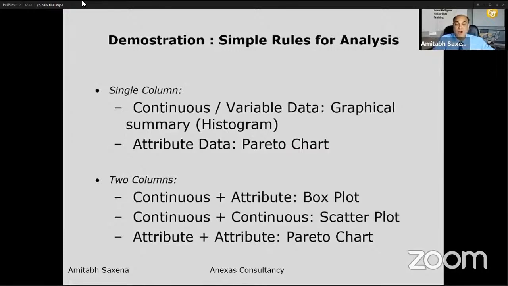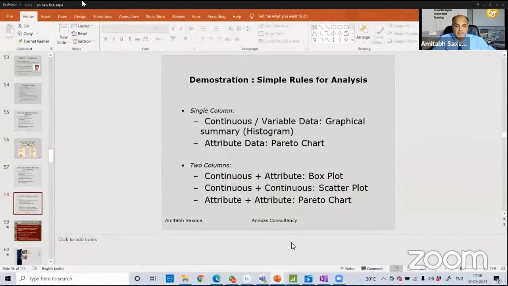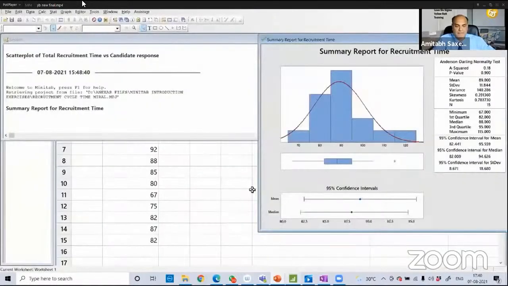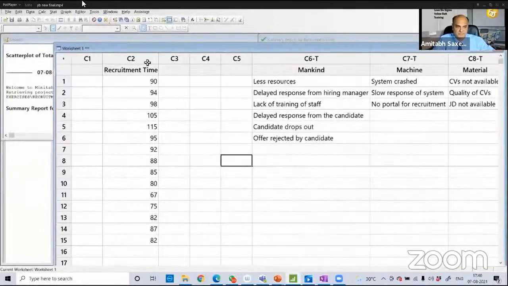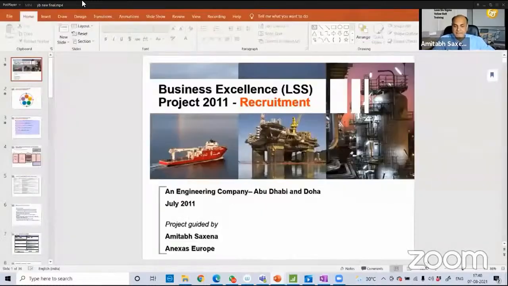Let me tell you, how will you do statistical analysis? Continuous data, I can do a histogram. If it is a single column, I did it on recruitment cycle time. If it's attribute data, I can do a Pareto chart. So let me show you what I mean by this. Recruitment cycle time is high. Okay, before I show you the analysis part, let me show you the project also. This is the company.